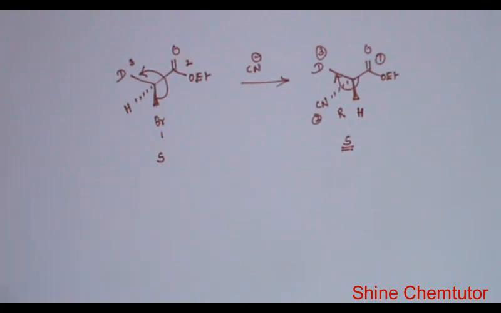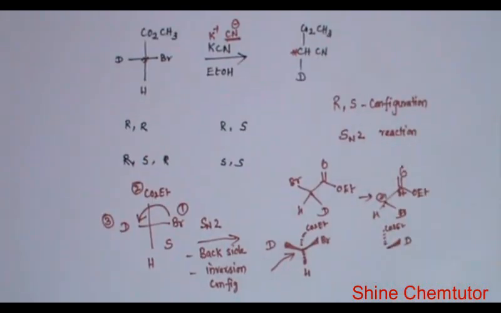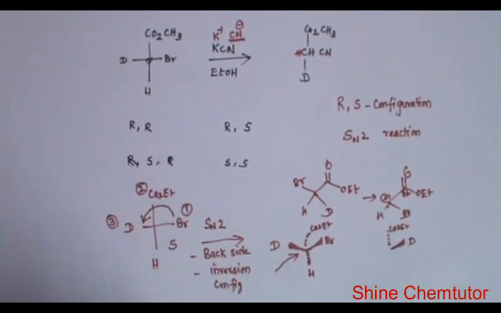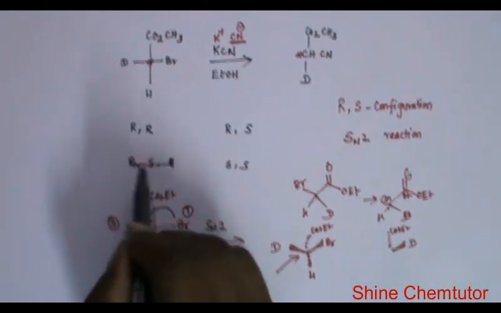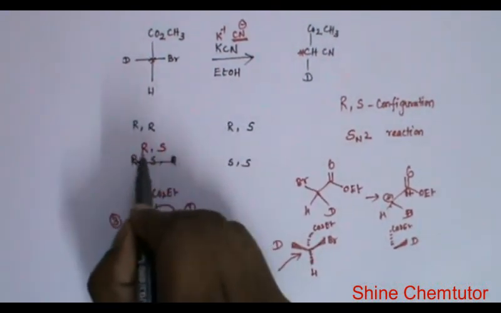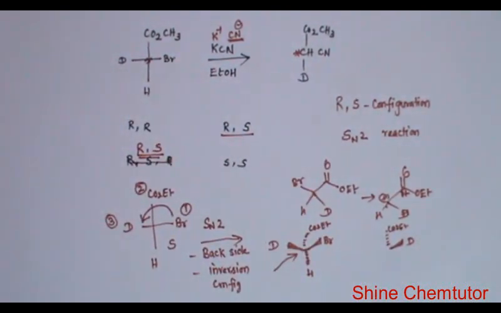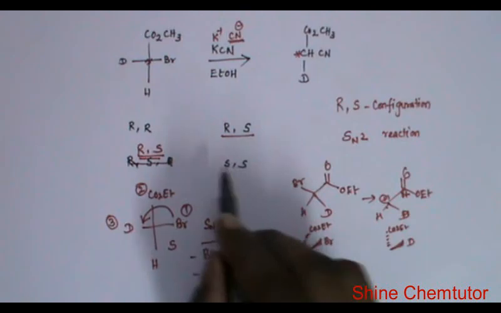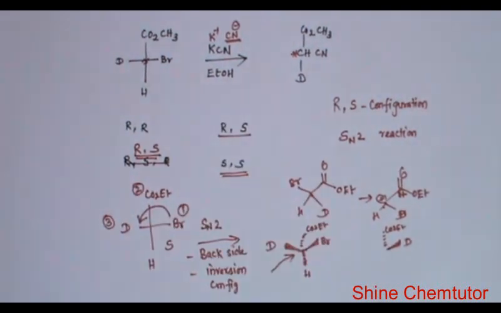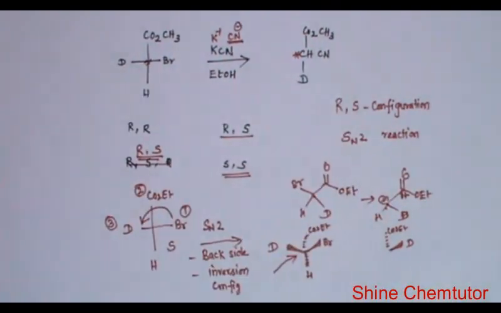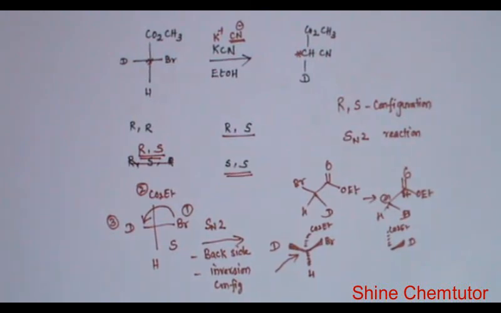Generally, students, as soon as they get S configuration for the starting material, they consider there should be inversion and they go for R. But in the question paper, S, R was not all given. By mistake, they are given RS twice. So this and this they are given as RS. That is by mistake. So answer should be S, S. Both starting material and product has S configuration.